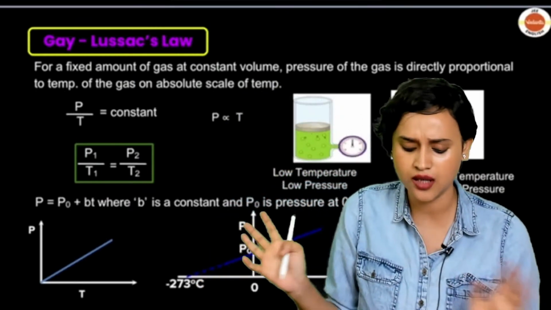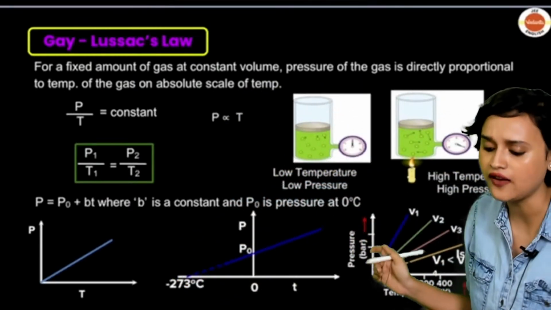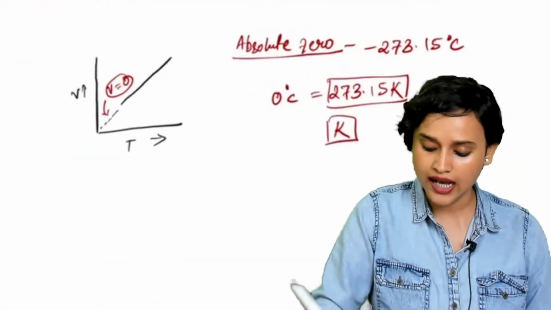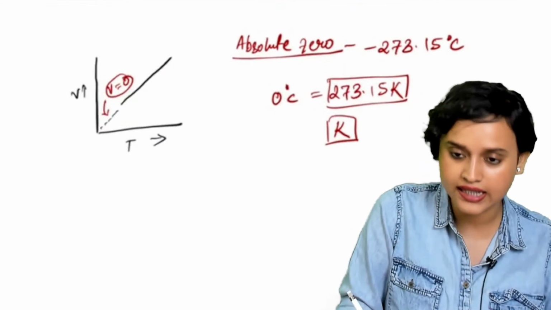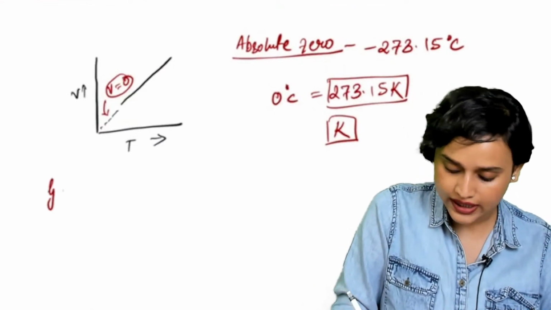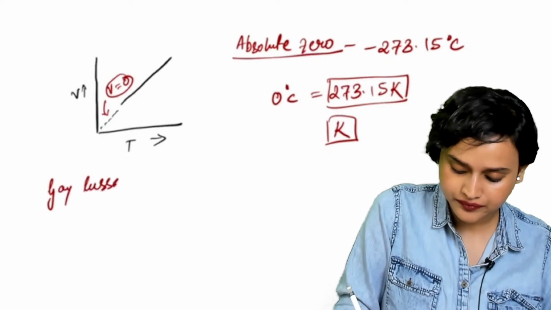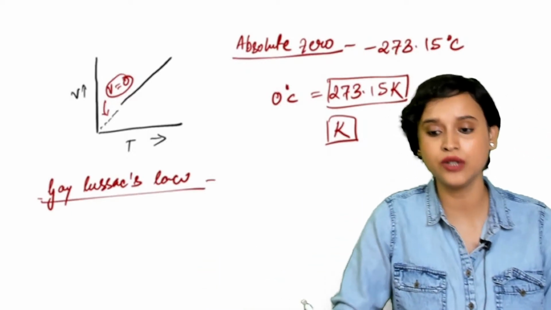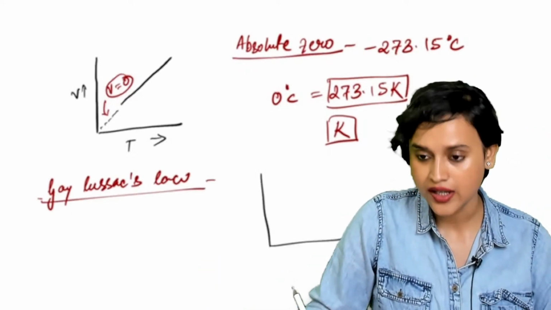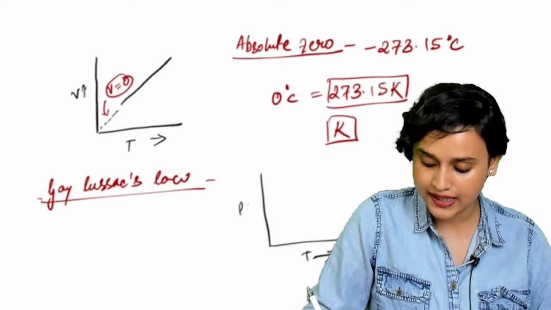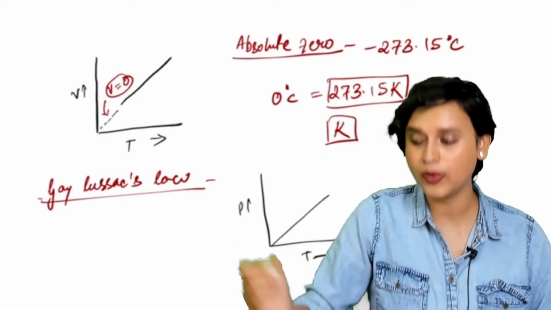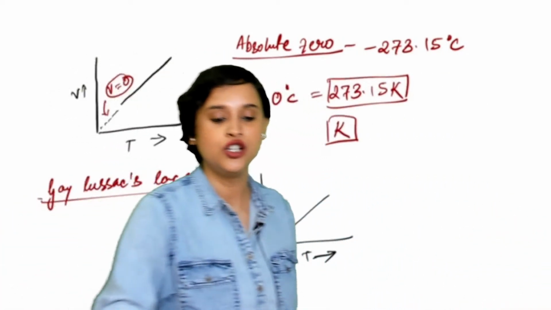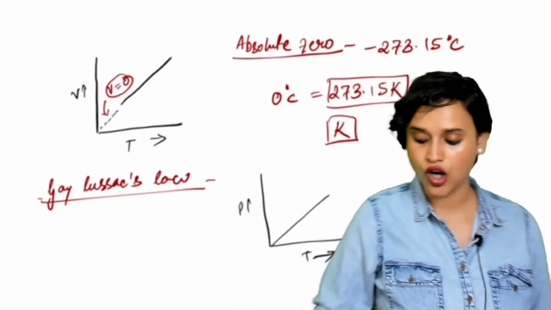Same thing, everybody. Now you can look at the graph also. How will the graph look, everybody? Very simple, very easy. As we have already done it, this is Gay-Lussac's law. If I have temperature here and this is my pressure, this is how my graph will look. Clear, everybody? All right.